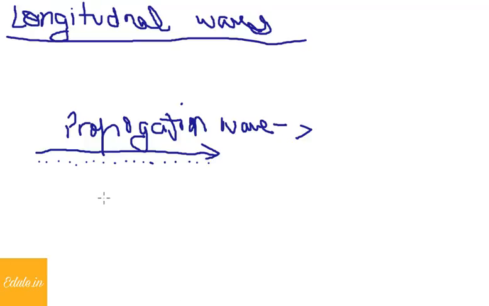But in this to and fro motion, the particles will be vibrating in the direction that is parallel to the propagation of wave. If this is the particle, this particle will go to this point and then come back to its original point, that is to and fro, like this.